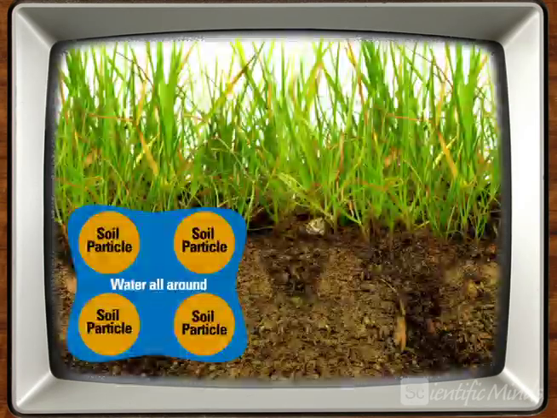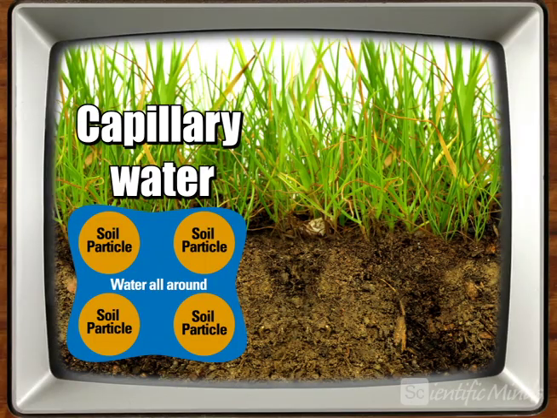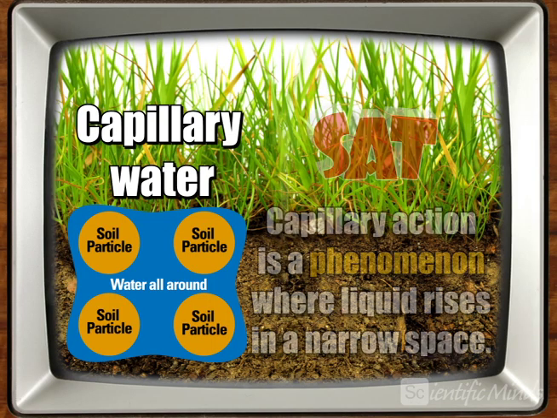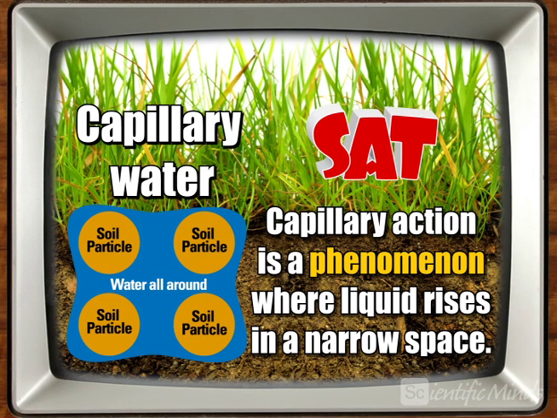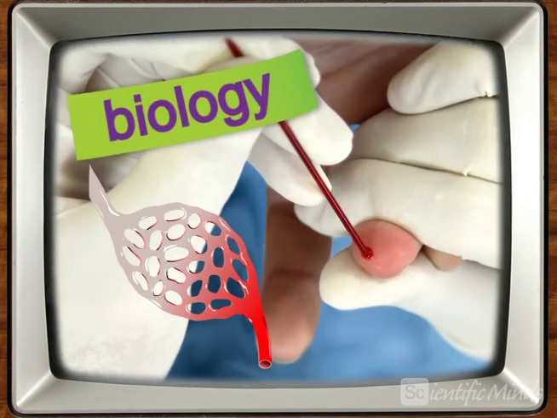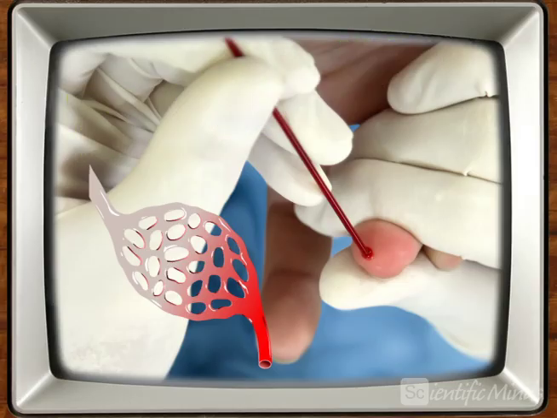The principal source of usable water for plants is called capillary water. It is water held in the pore spaces between soil particles. Capillary water can move sideways and upwards by capillary action, a phenomenon where liquid rises in a narrow space. Think about your smallest blood vessels, or capillaries. When you get your finger pricked by a nurse, she touches a thin tube called a capillary tube to the drop of blood, and the blood moves up the tube.